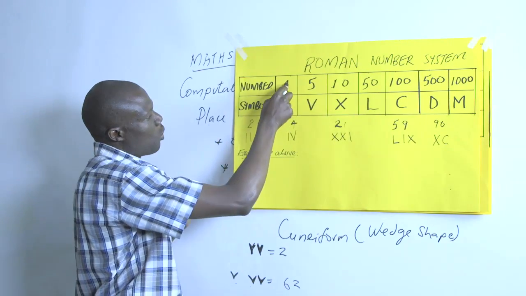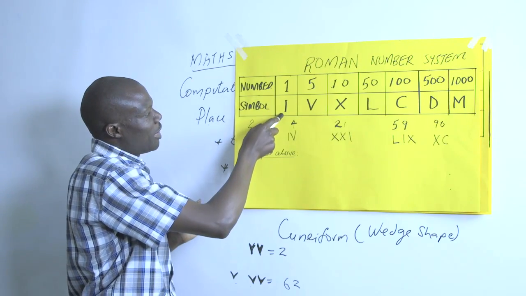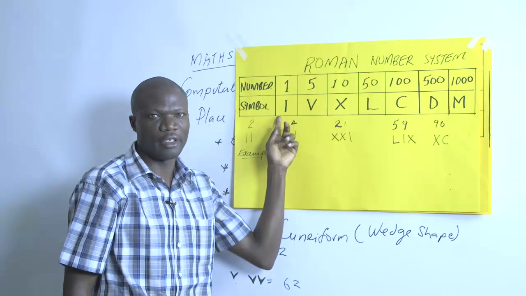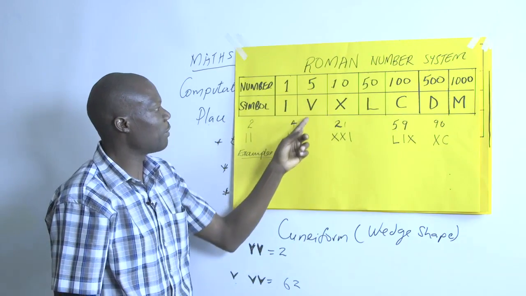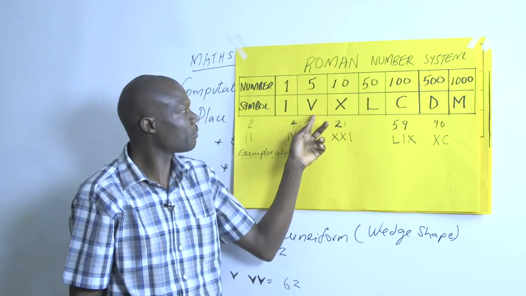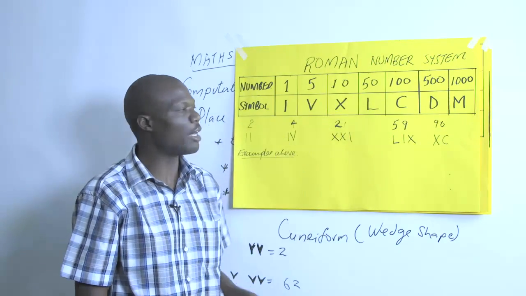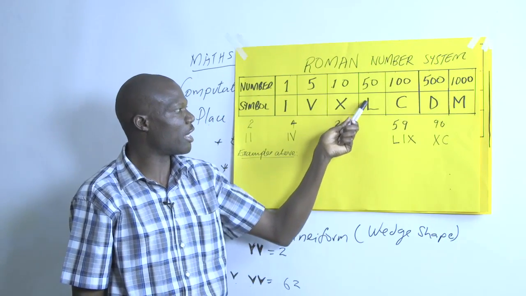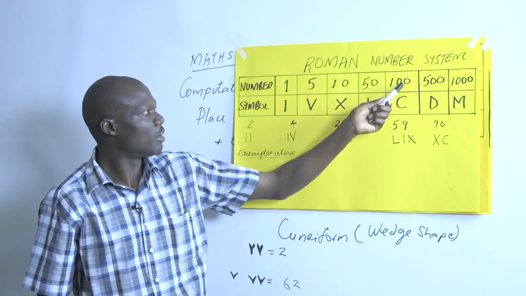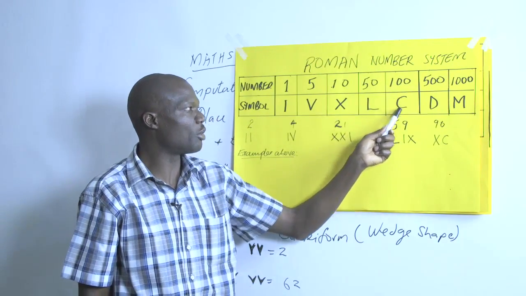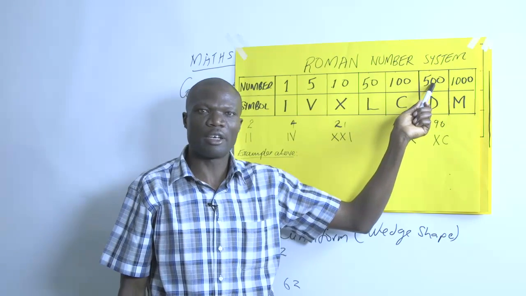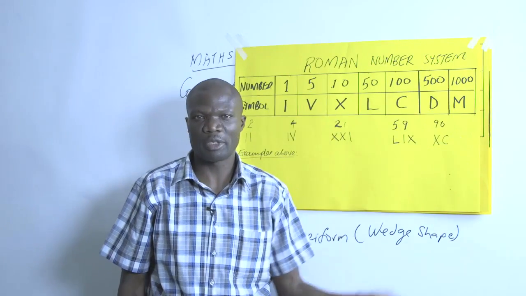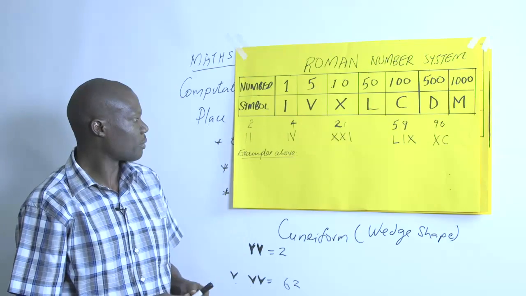So in Roman numbers, you'll notice that we are using these numbers. We have 1, which is simply a capital letter I. We have 5, which is a capital letter V. 10 is represented by a capital letter X. 50 is represented by a capital letter L. 100 is represented by a capital letter C. And 500 is represented by a capital letter D. 1,000 is represented by a capital letter M.